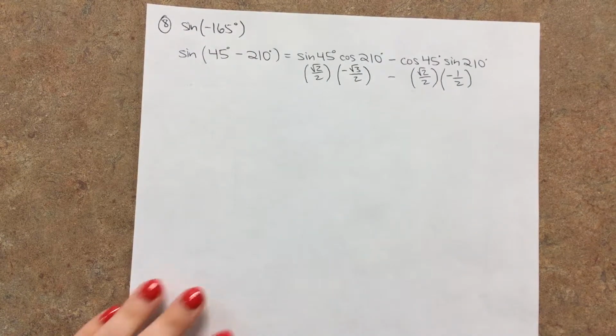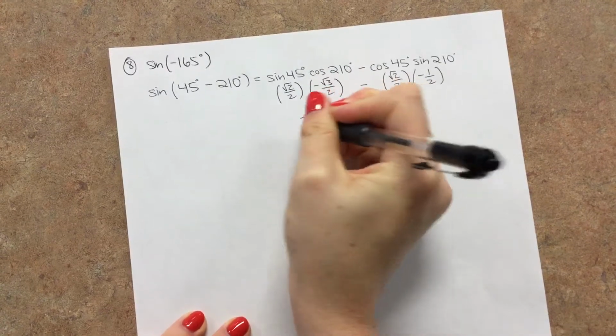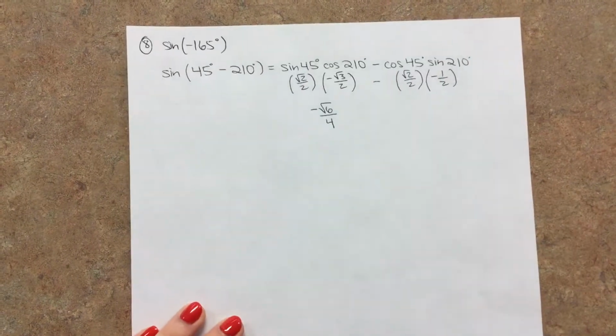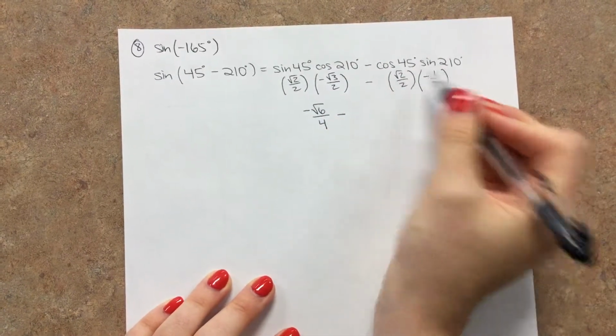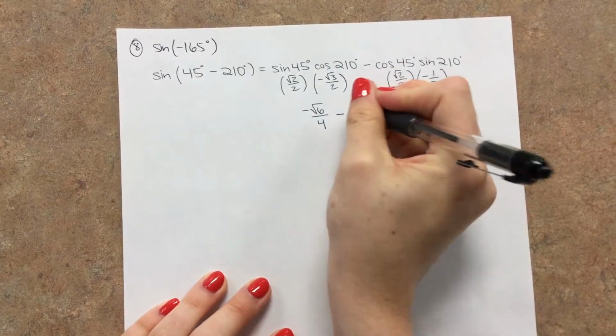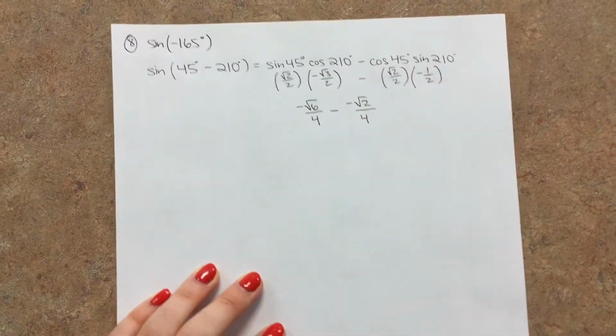Okay, so multiply these. Remember, square roots can multiply. So you've got negative square root of 6. The denominator is 4, just 2 times 2. And then minus, and then multiply these two together. So root 2 times negative 1 would be negative root 2, and then over 4.